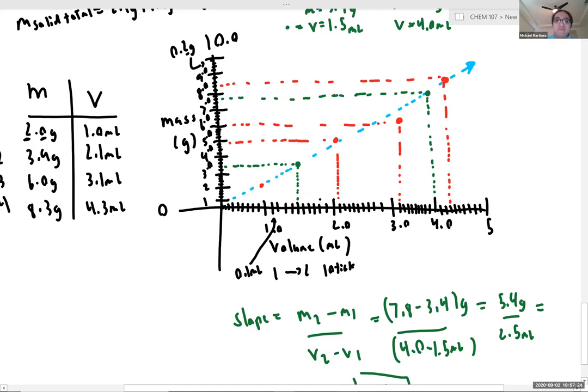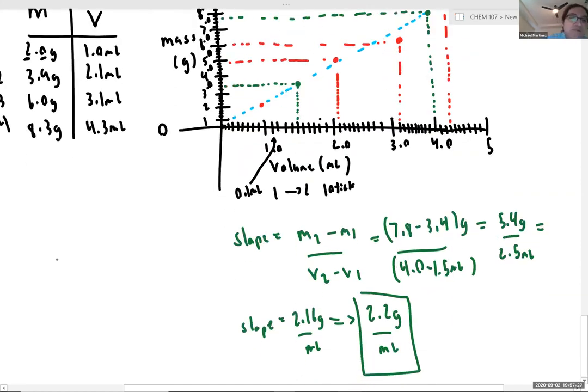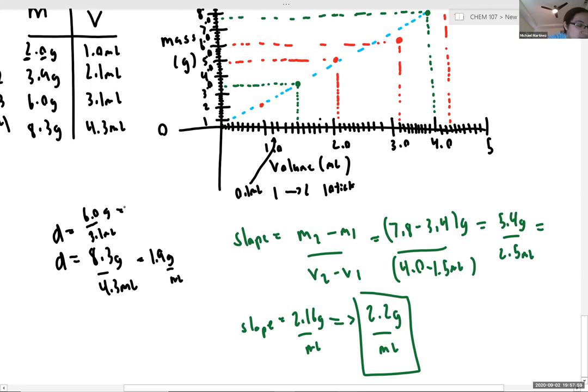And just to show a comparison, if we were to calculate the density from your data point, for example, 8.3 grams over 4.3 milliliters, that would give us a density of 1.9 gram per mil. If we calculated the density from our third trial, 6.0 over 3.1, that would give us a density of 1.9 gram per mil.